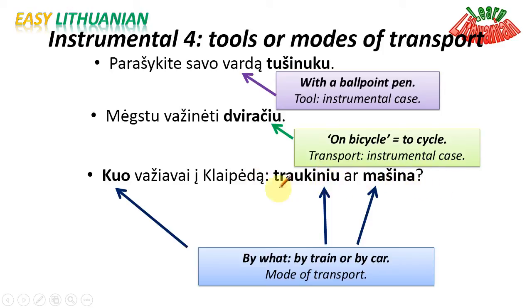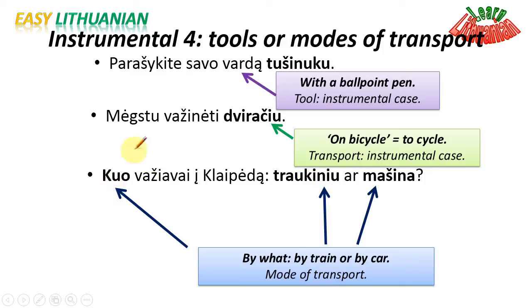And traukinys turns to traukiniu because this is instrumental, and mašina turns to mašina. Actually, it doesn't change, since remember the easy rule that feminine nouns ending in a do not change in instrumental. So you've got mašina, the instrumental is mašina. You have mama, mom, the instrumental is mama. Galva, head, galva. The endings do not change. And traukinys changes to traukiniu.